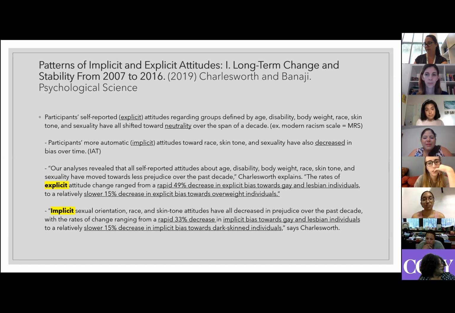When it comes to implicit bias, we also see a reduced trend in how we hold implicit bias towards homosexual individuals, not as quick as explicit, so 33%. And then there's been a slow decrease in the explicit bias that we have towards darker skinned individuals. So that's focused on race. All of the other measures have not been rapidly changing, or changing at all, which is distressing because if you go to this website, there are tons of different tests that individuals can take.